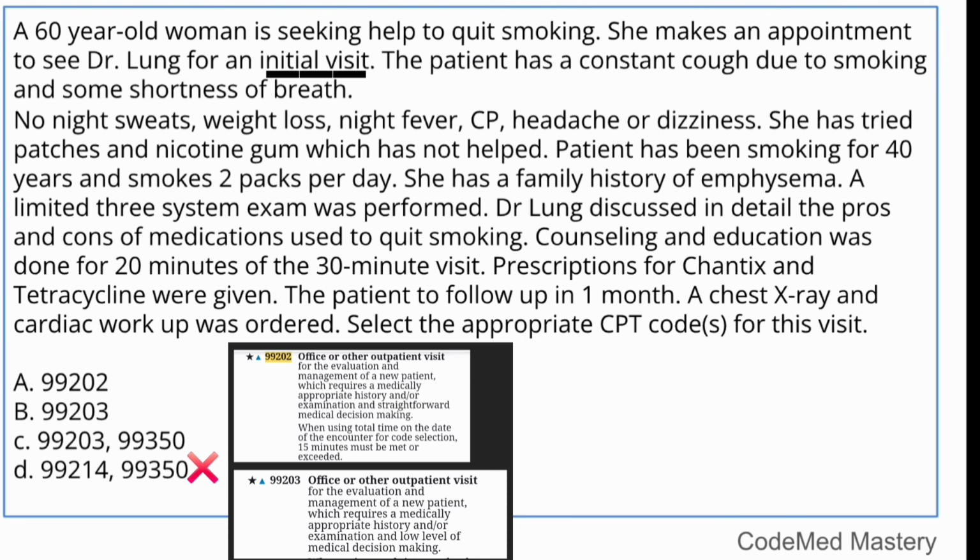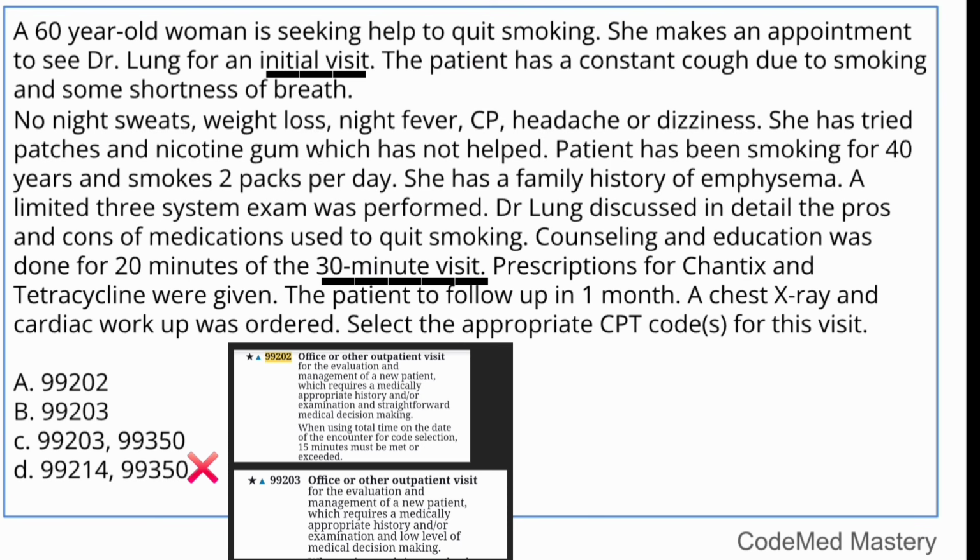When you see questions like this from evaluation and management, make sure you check the time and MDM. Here they have given counseling and education for 20 minutes of the 30-minute visit. Therefore, the total time spent is 30 minutes. The simplest way to arrive at the right answer is to check the time here. Here the time is 30 minutes, and the code 99203 is for 30 minutes must be met or exceeded and low level of MDM.